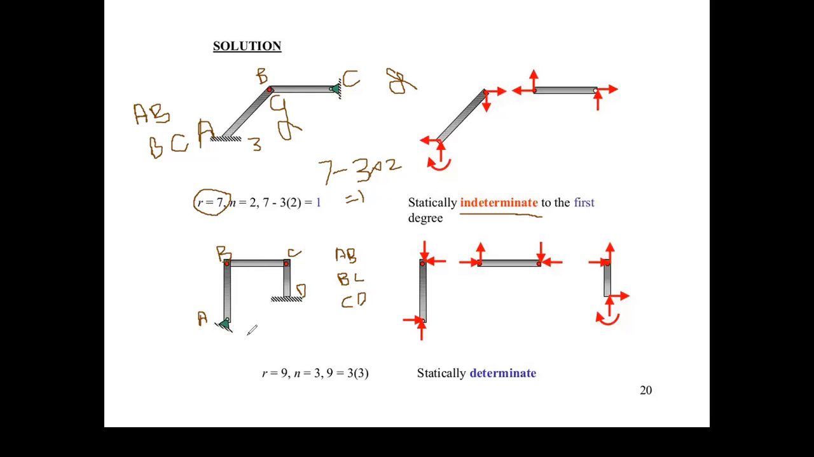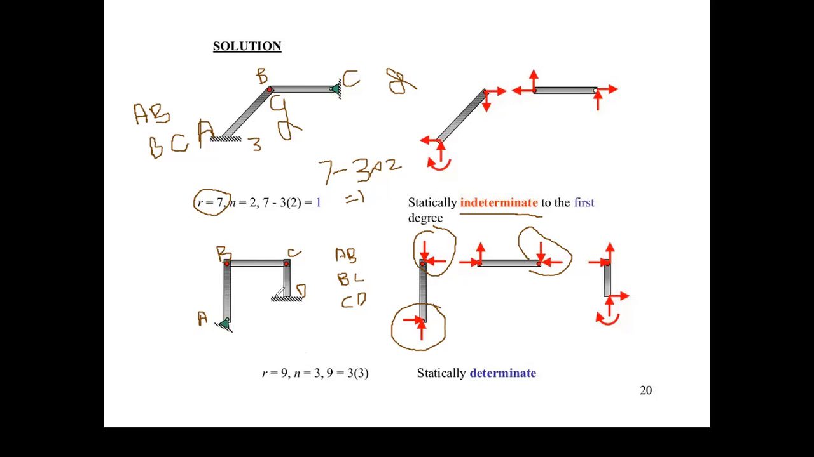How many restrictions are there at A? Two restrictions are there, because it is a pin connection. Again, a pin connection is there at B. Basically AB and BC are joined with the help of a pin, so it is restricted in two directions. So 2 plus 2, 4. Again at joint C, a pin connection is there. How many restrictions? 2. So 4 plus 2, 6.